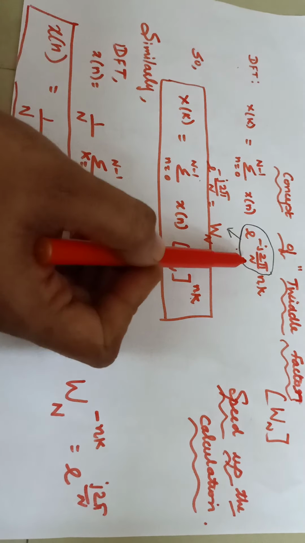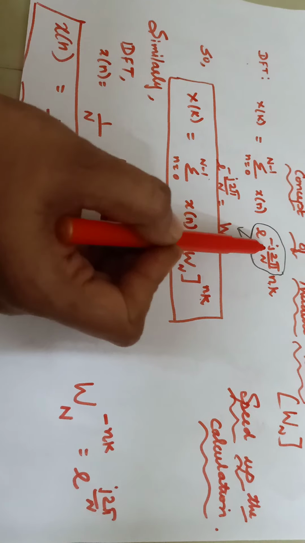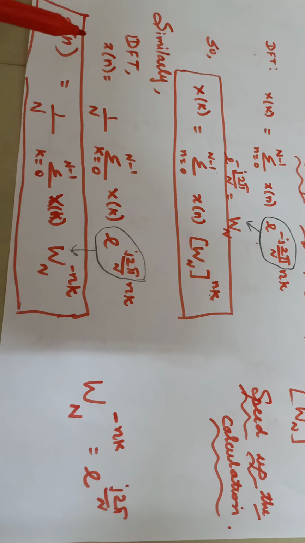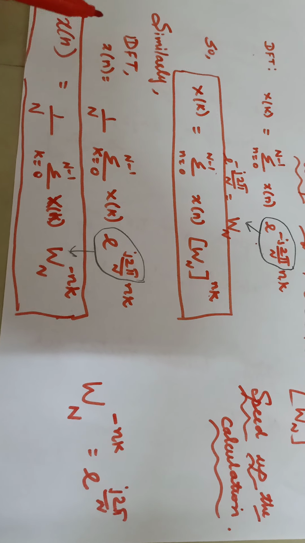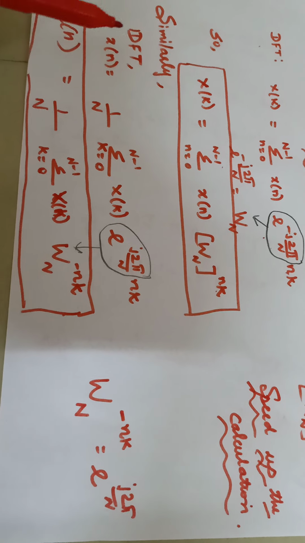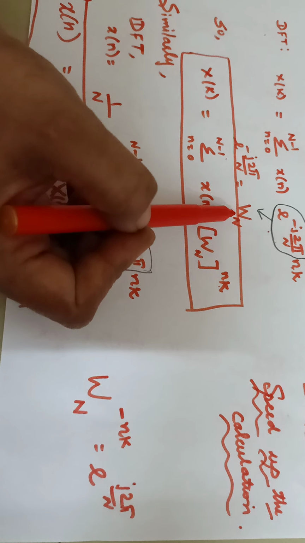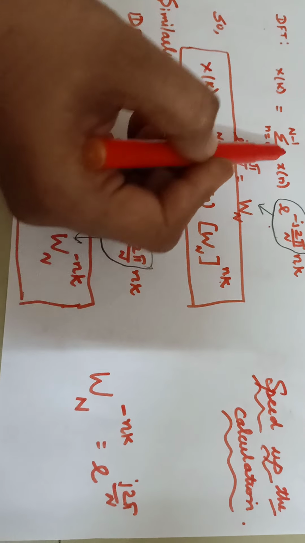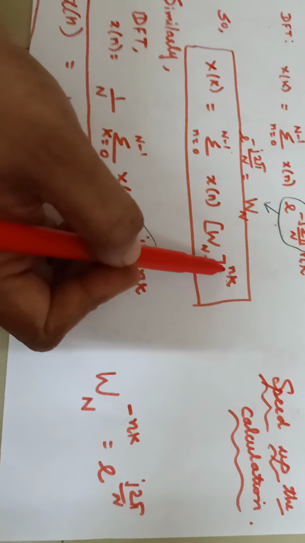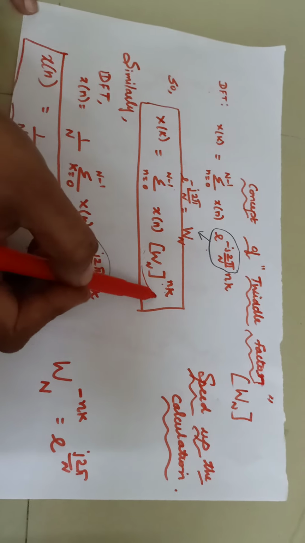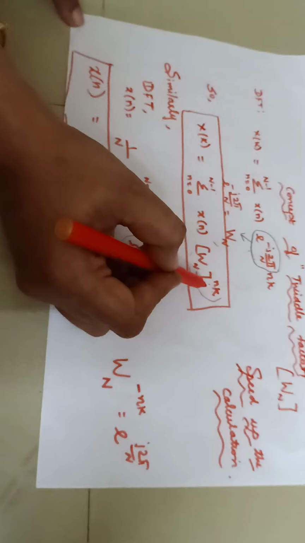So in the DFT formula, the exponential term is mainly used for the complex multiplication, like e power minus j theta is only cos theta minus j sin theta. So for this trigonometric function, they have coined the term twiddle factor WN. So here we get x of n WN power nk. Now in this DFT, we are supposed to find the value for this WN power nk.